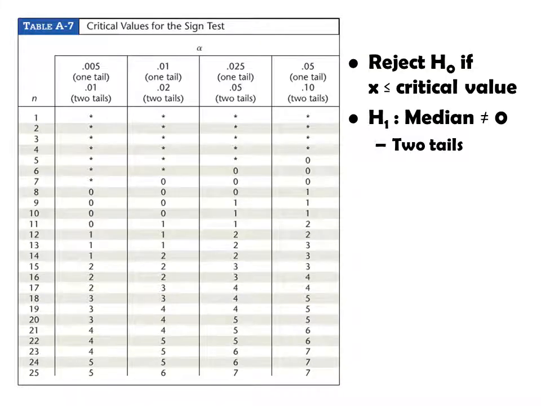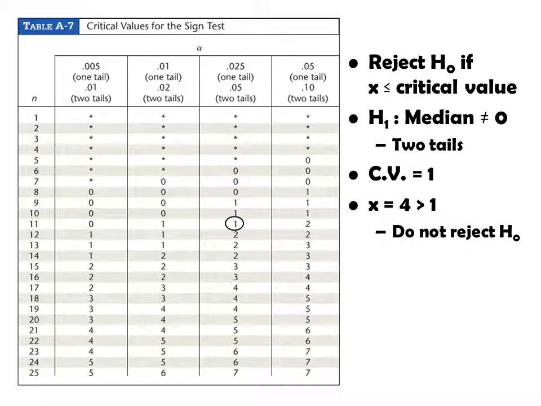Now we'll get our critical value from this table A7. There's our criteria at the top of the right-hand column. Now notice here that our alternative hypothesis is that the median is not equal to 0, and so we have a two-tailed test. So if we use alpha as 0.05, two-tailed test, we're going to use that column right next to the right-hand column. And n is 11, so we go down to row 11, that third column, and so our critical value is 1.